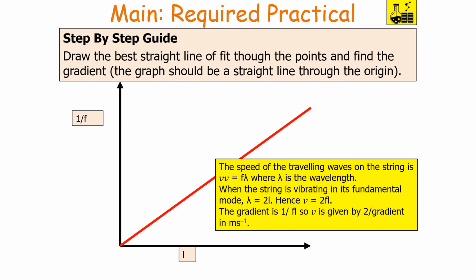Now we know that the gradient is 1 over FL, so therefore V, the velocity of the string, is given by the equation 2 over the gradient, and there you get your velocity in meters per second.